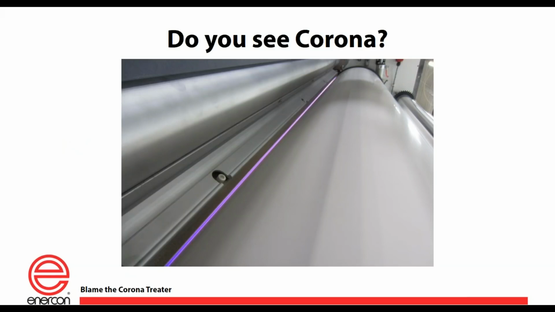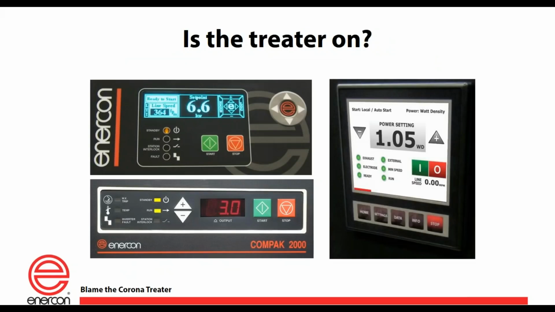Can we see and confirm that the treater is actually on and running? If it's accessible, you should be able to see the haze of the corona being discharged. If you can see the discharge, you want to check that the treater is fully running across the web. We will get into that a little deeper later in the presentation. But first, is the treater on?